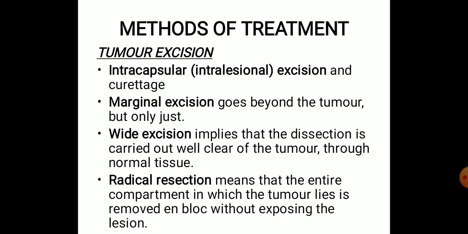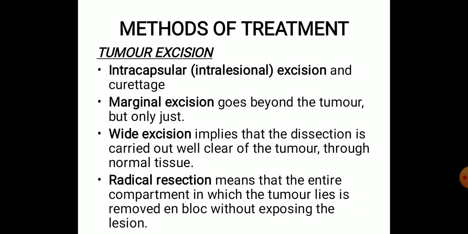So that is about the investigations. Next is method of treatment. So what are the common methods of treatment available for the treatment of a tumor or a cancerous growth in bone tissues? First one is tumor excision. It's a surgical procedure. We are excising that particular growth.